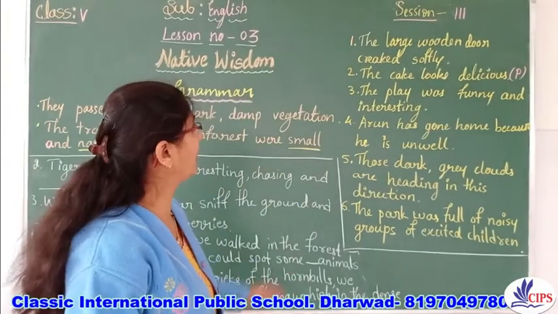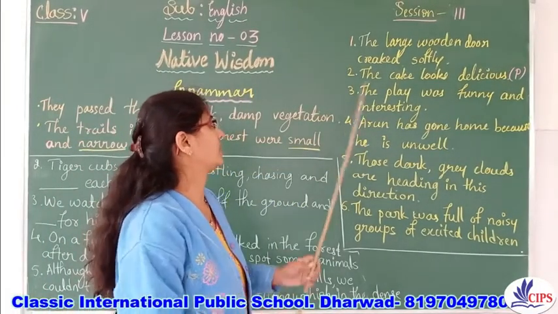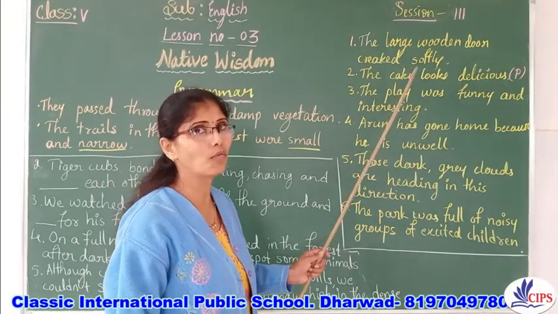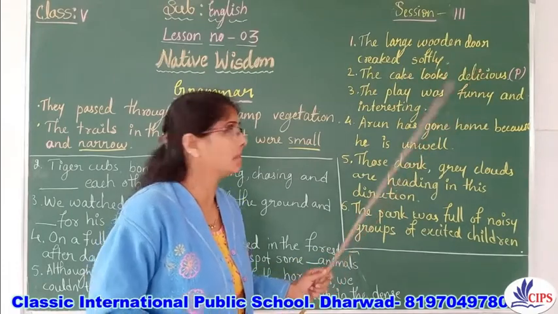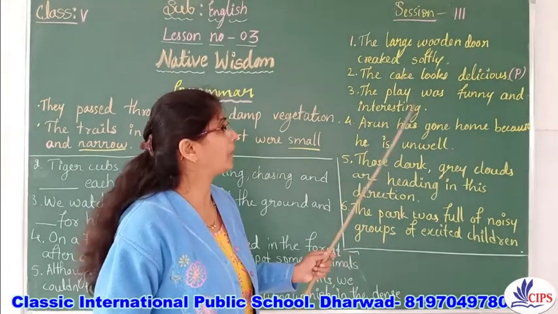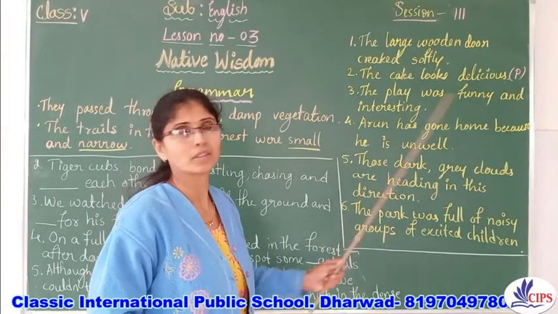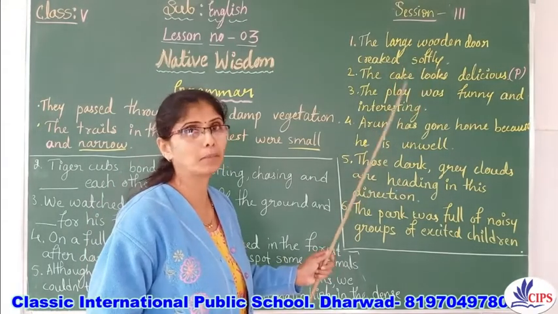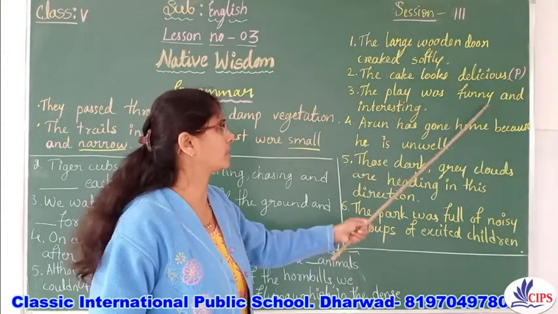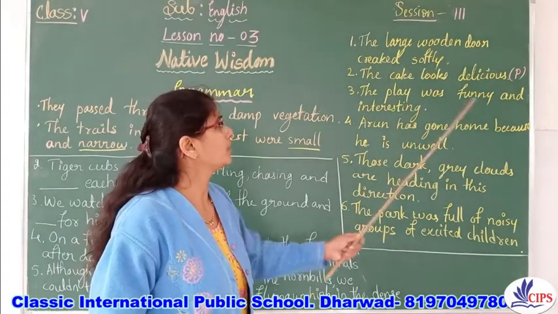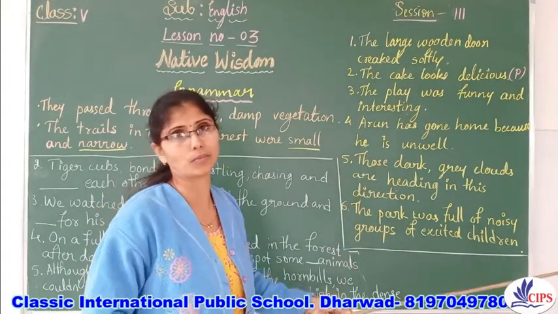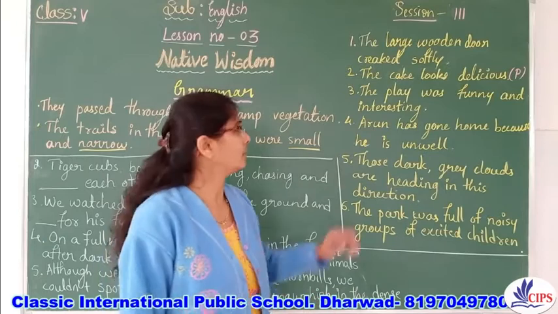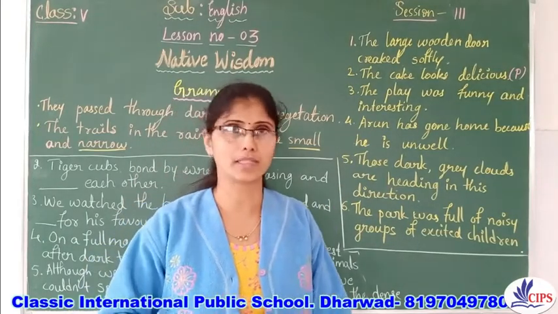Observe the next one. The play was fun and interesting. How was the play? Here, play is a noun, not a verb. If I say "I play," then it is a verb. Here, the play. How was the play? Fun and interesting. These two words describe the play, or tell more about the play. So these two are adjectives, and these two appear after the noun. So what is it here? Predicative or attributive? Children, you should practice the spellings of these two words.